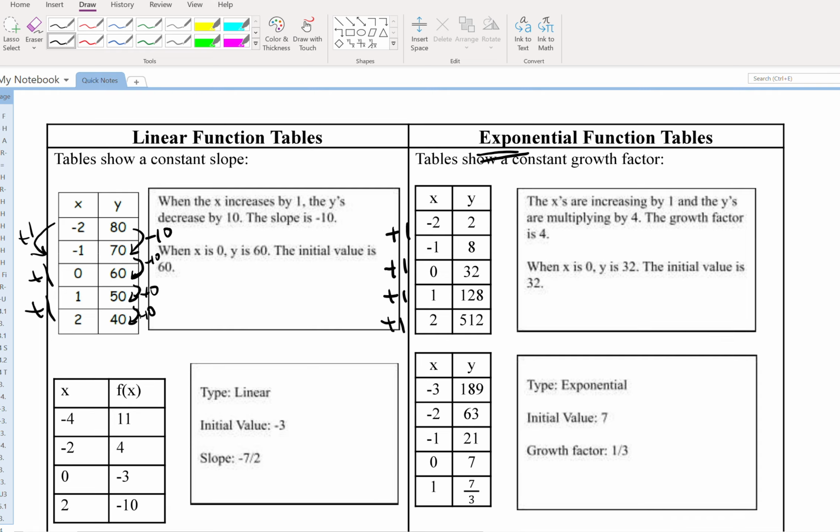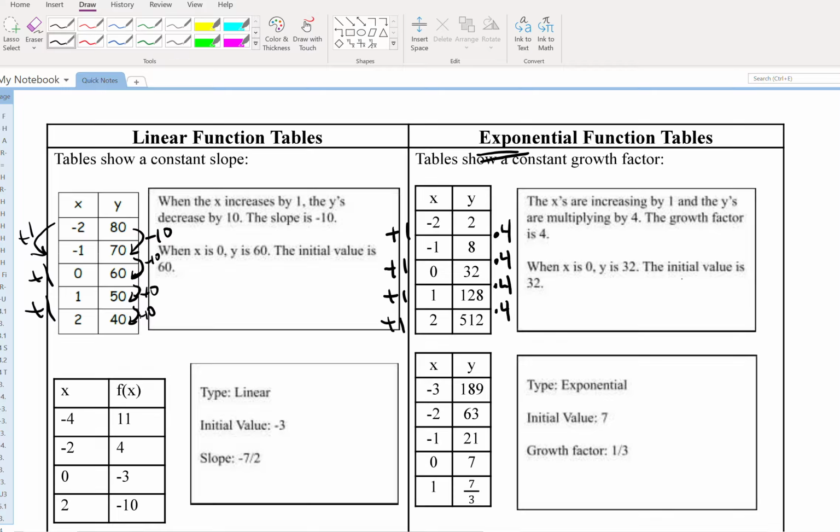Since we have these two options, either linear or exponential, you might go, well, what would I multiply by 2? So that's times 4. Is 8 times 4 32? Yeah. And is 32 times 4 128? It is. You can check that in a calculator if you need to. And then 128 times 4 would be 512.